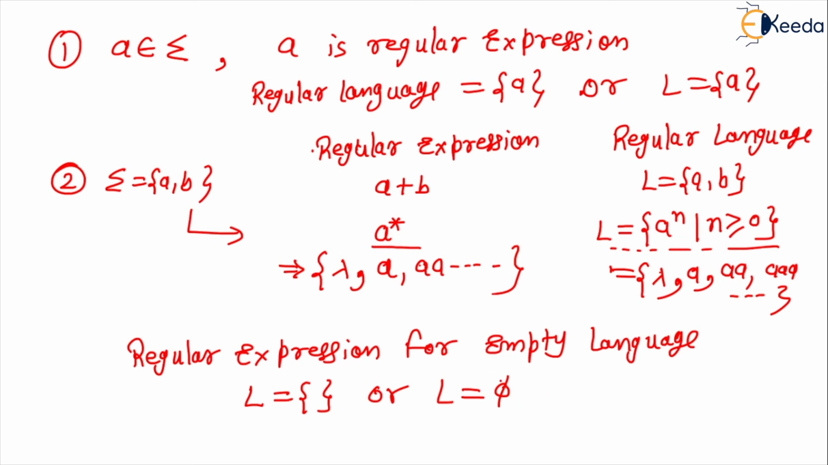So what is the regular expression of this language? The regular expression of this language is also phi. Means the language is equal to phi and the regular expression of that language is also phi. Got it? So the expression and the language representation are exactly the same for the empty language. We write that L equals to phi or regular expression equals to phi. That is the representation of empty language.